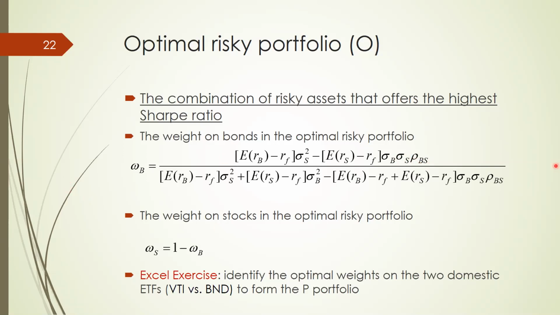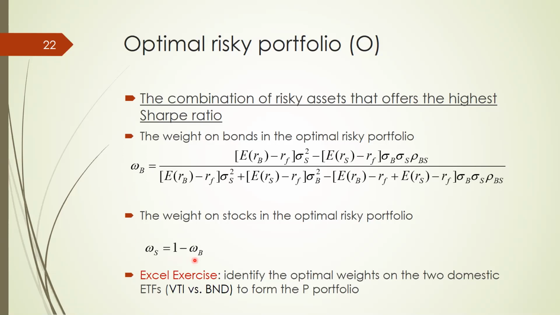The denominator will be the excess return of the bond times variance of the stock, plus excess return of the stock times variance of the bond, minus the excess return of bond plus excess return of stock times the two standard deviations and the correlation coefficient. So by plugging the parameters into this equation, you'll be able to solve for the optimal weight on the bond.